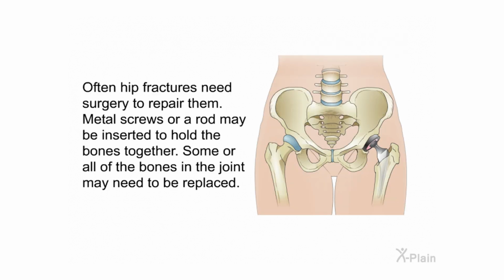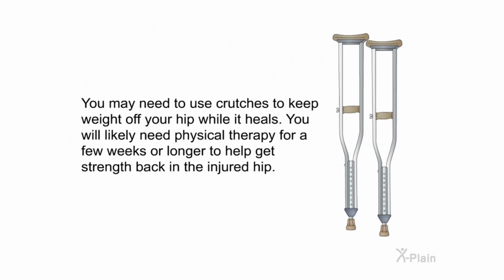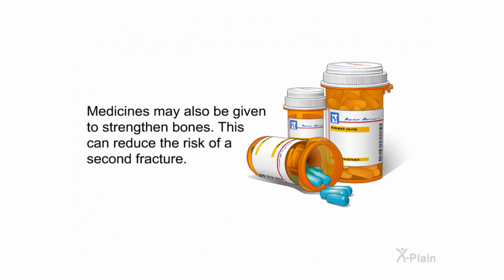Often, hip fractures need surgery to repair them. Metal screws or a rod may be inserted to hold the bones together. Some or all of the bones in the joint may need to be replaced. You may need to use crutches to keep weight off your hip while it heals. You will likely need physical therapy for a few weeks or longer to help get strength back in the injured hip. Medicines may also be given to strengthen bones. This can reduce the risk of a second fracture.